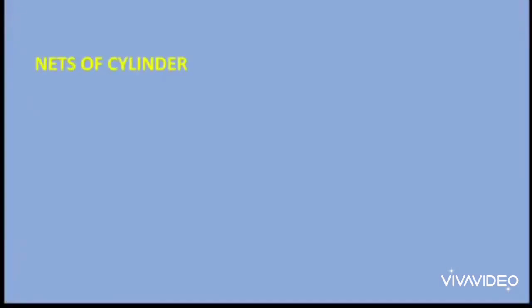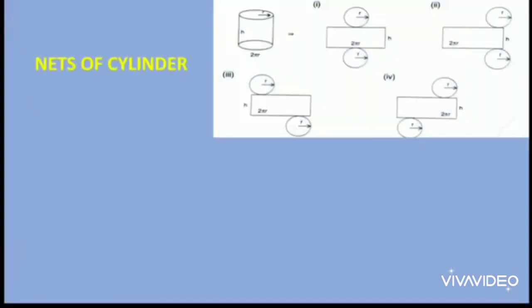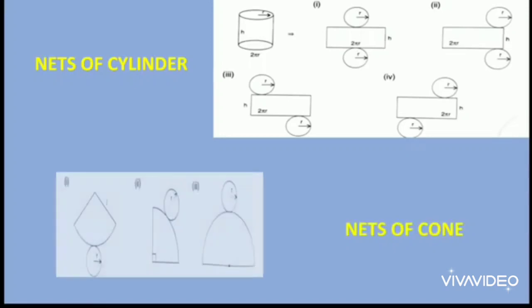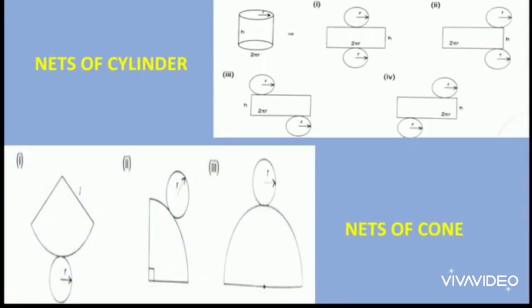Now let's take some more examples. Nets of a cylinder. To make a cylinder, we have to cut the paper in this pattern. There are 4 patterns for how to create a net of a cylinder. Next, nets of a cone. You may be told to draw a net of a cone, so you have to remember all the 3 methods.